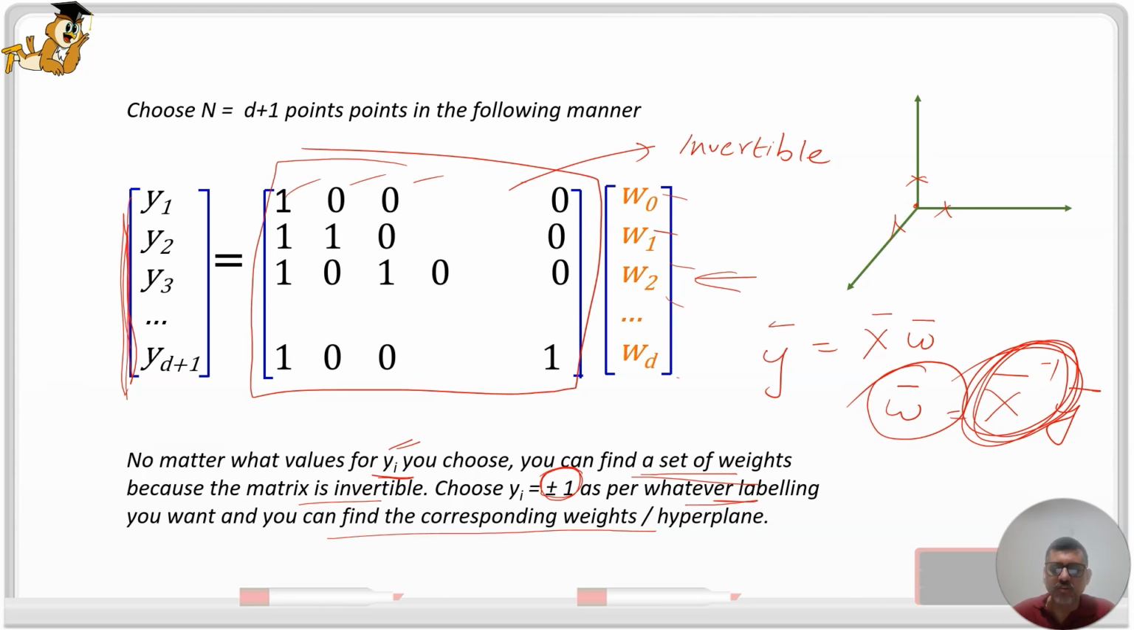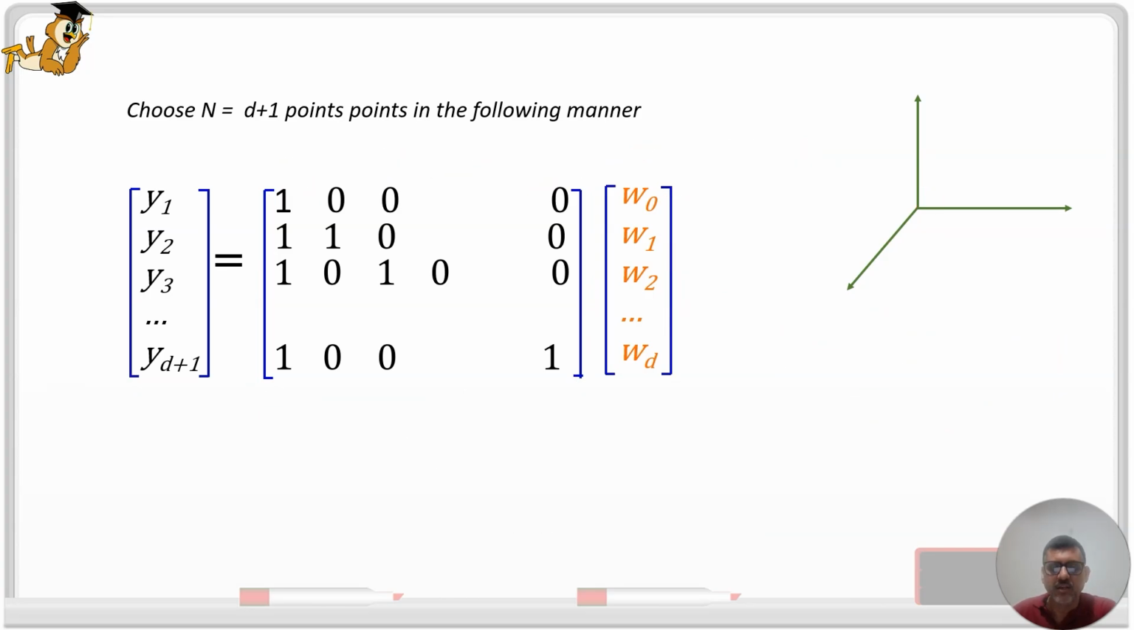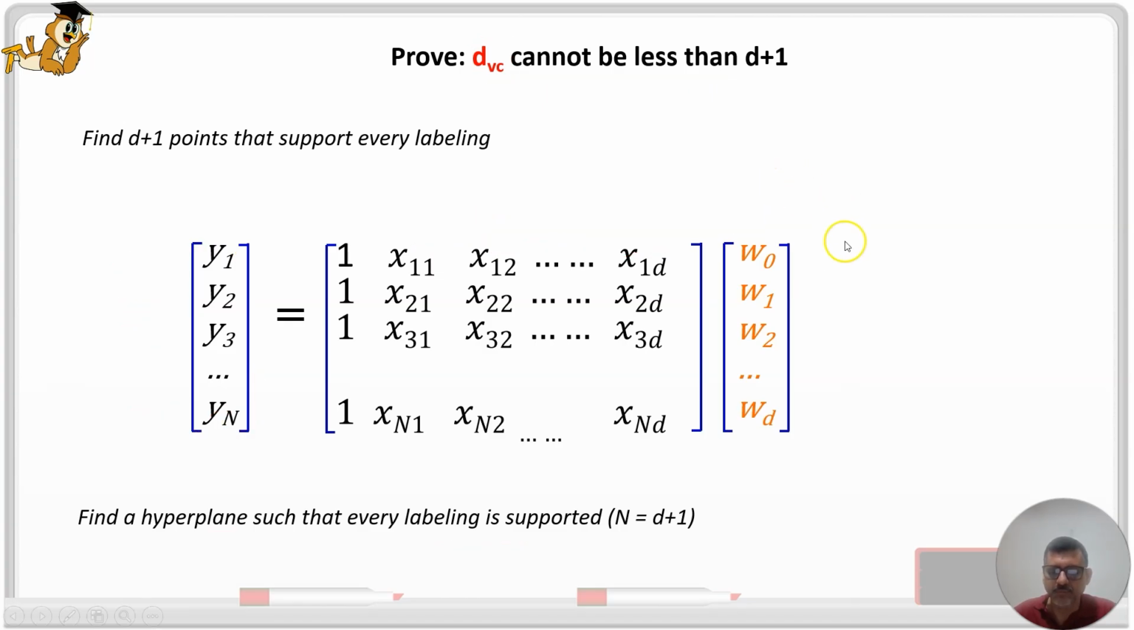And effectively what we have proved, going back to the previous slide, is that dVC cannot be less than d plus 1, right? Okay.